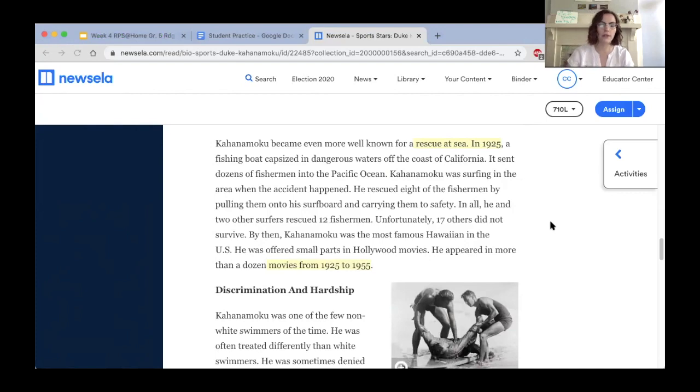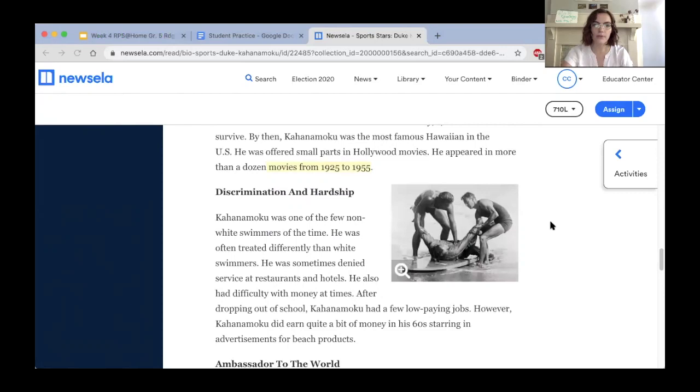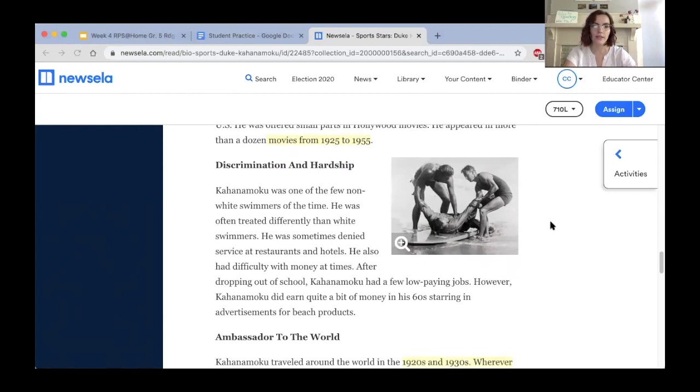Unfortunately, 17 others did not survive. By then, Kahanamoku was the most famous Hawaiian in the U.S. He was offered small parts in Hollywood movies. He appeared in more than a dozen movies from 1925 to 1955.